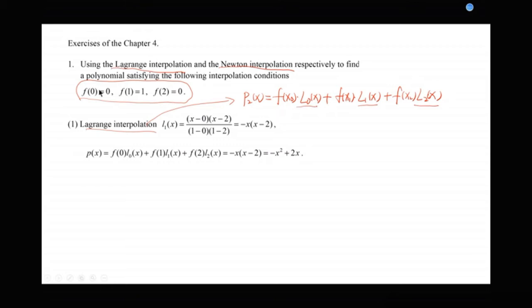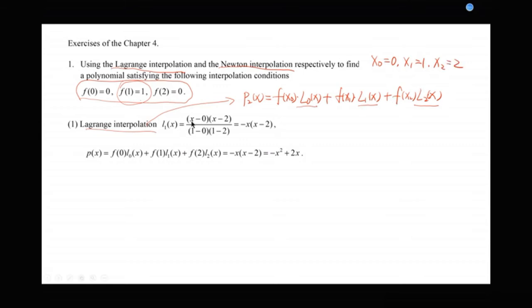Now here, because f0 is 0 and f2 is 0, actually we only have one term, right? So we only need to write L1. You should remember how to write the basis, right? It should be the ratio, the denominator is factors x minus other nodes. L1 corresponds to the node; we have 3 nodes, right? x0 equal to 0, x1 equal to 1, x2 equal to 2.